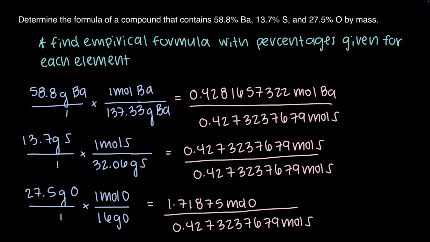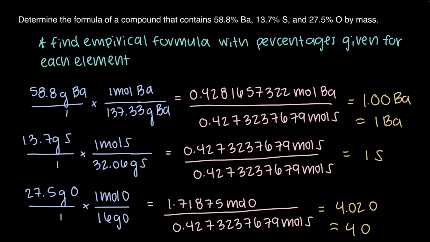Dividing each by moles of sulfur, we get 1.00 barium, which will round to 1 Ba, 1 sulfur, and 4.02 oxygen, which will round to 4 oxygens. Present the elements in the empirical formula in the order the problem gave them in. The empirical formula will be BaSO4.